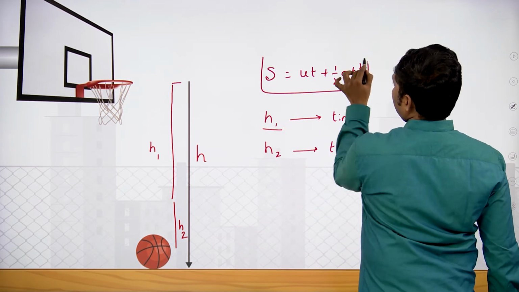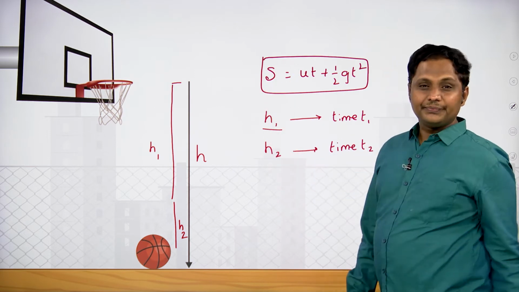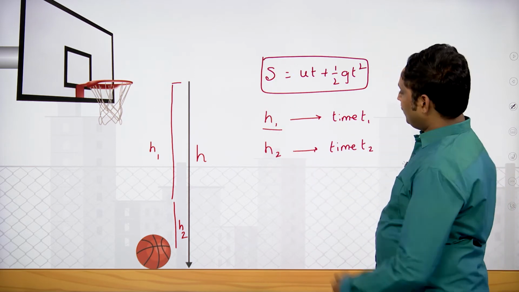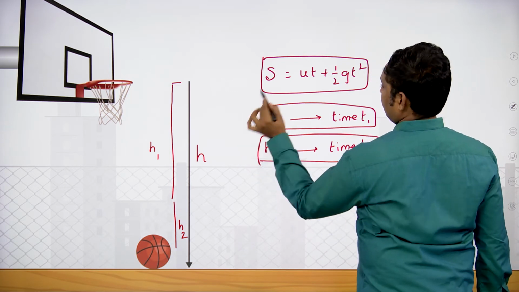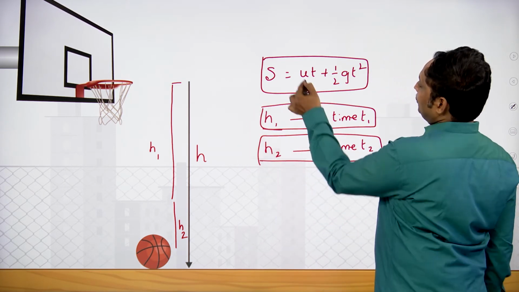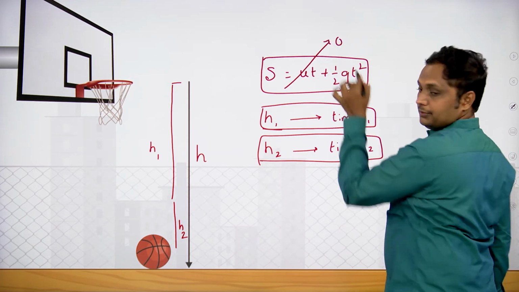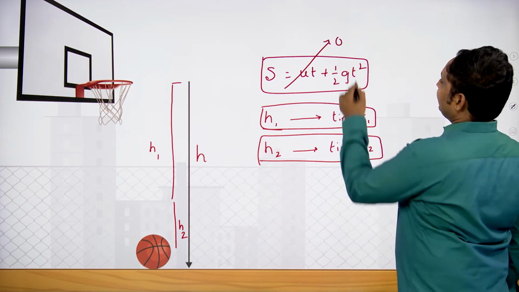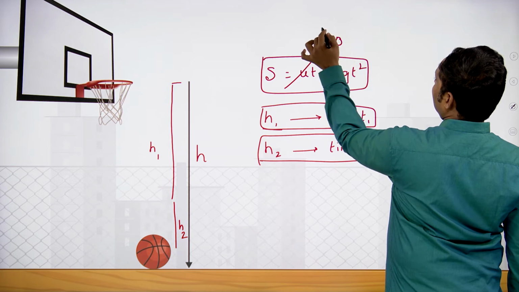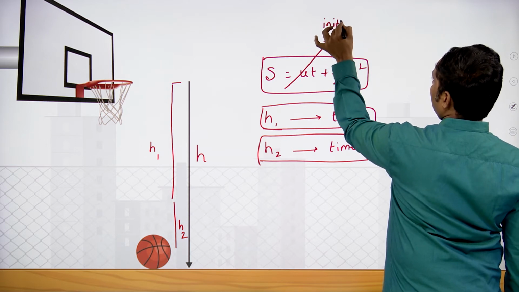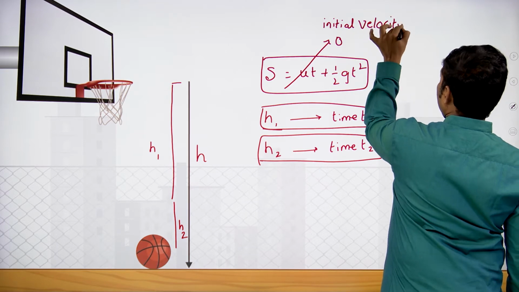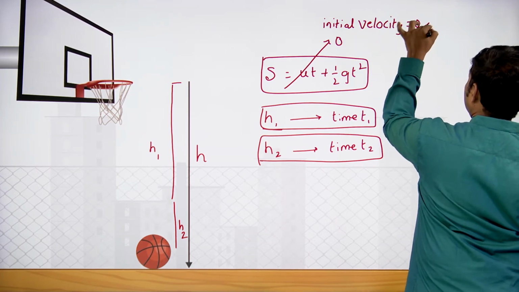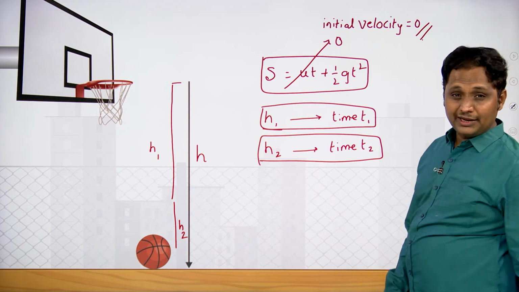So easily we will find this out. Yes, you can get this relation. It starts from rest, so u, the initial velocity, is equal to 0. All right, it's very clear. We would like to go for this one.